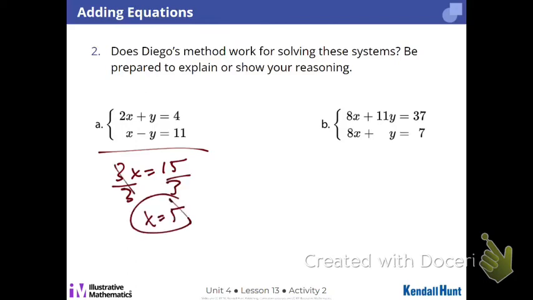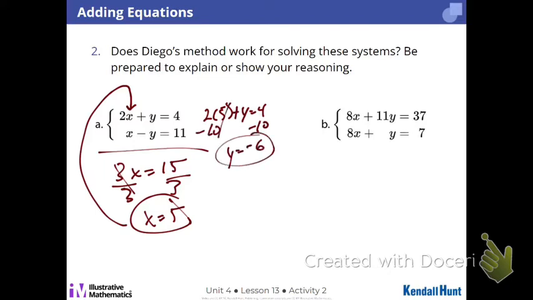If I know x is 5, I can throw it in either equation, it doesn't matter. 2 times 5 plus y equals 4. Subtract the 10 from both sides, so y is negative 6. So the answer to this: 5, negative 6.